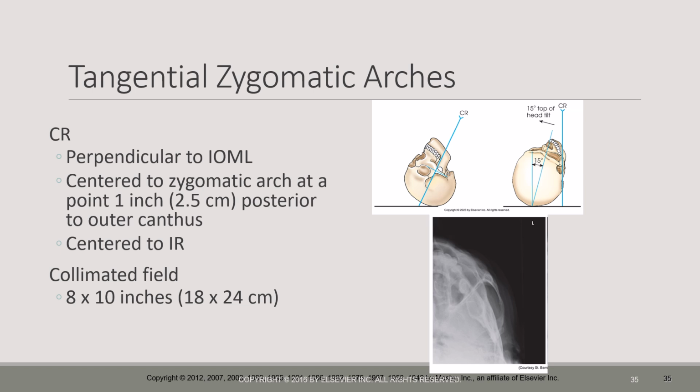Yes, the collimation is only half the head, so you can literally stop the collimation at the mid-sagittal plane. The central ray enters 1 inch posterior to the outer canthus on the side being imaged. So you're not centering to the mid-sagittal plane anymore. Okay? You're centering to the side that you're trying to isolate. The other side will not show up if you open the collimation to the other side.